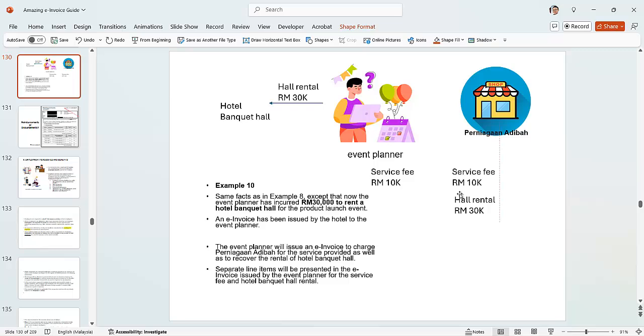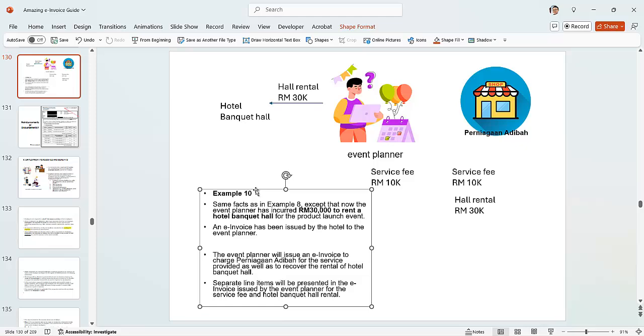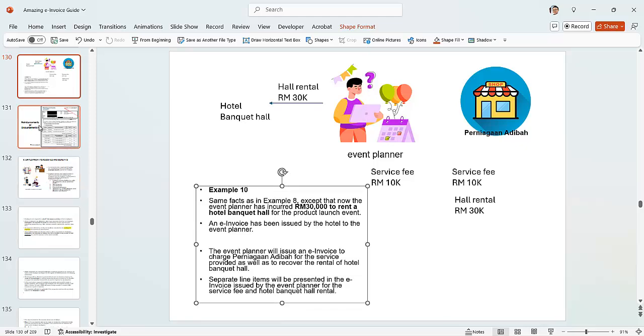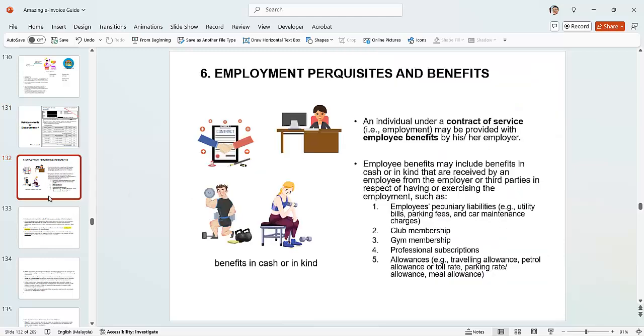So there are two items here for Perniagaan Adiba, right? So a separate invoice will be issued for the service fee and for this one. Now that's very clear, right? So the items must be clearly identified. Yes, thank you. So that completes the disbursement and the reimbursement part.